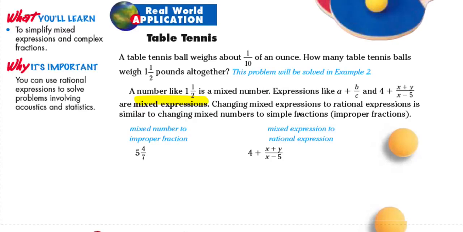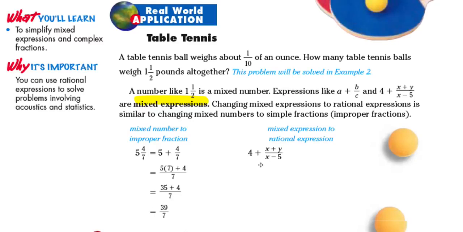expressions. Changing mixed expressions to rational expressions is similar to changing a mixed number into a simple fraction, which we call an improper fraction. We learned this in 6th grade. Let's say, for example, you have 5 and 4 sevenths. 5 and 4 sevenths is the same as 5 plus 4 sevenths. When we change this into an improper fraction, we simply multiply 5 times 7, then add 4. So 5 times 7 plus 4 over 7 gives us 39 over 7. The improper fraction for 5 and 4 sevenths using this process is 39 over 7.